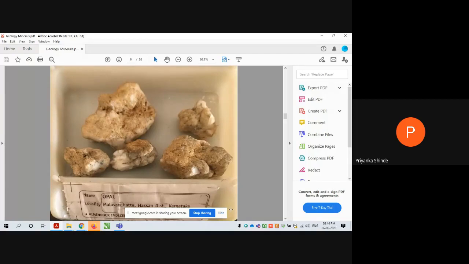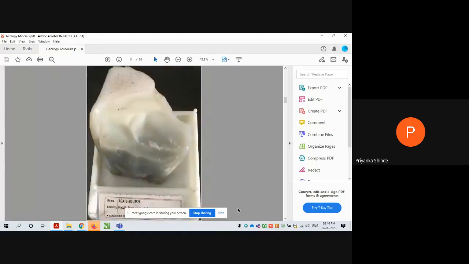Its hardness is also less, ranging between 5 to 6. Then the specific gravity is also less. So that is the opal mineral. Then finally the last property, that is uses. We must know where these quartz varieties are being used. So the main use of all quartz is in the manufacturing of glass.